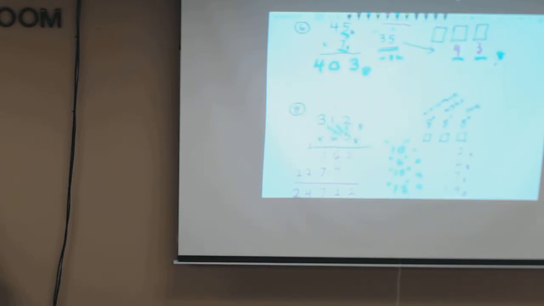3, 1, 2 in the base 8 times 6, 5 in the base 8. Okay, what's 2 times 5? Let's just change to green. What's 5 times 2? 10. So how do I say 10 in base 8? 1 8 and 2 1s. So I put down a 2 and I carry the 1.